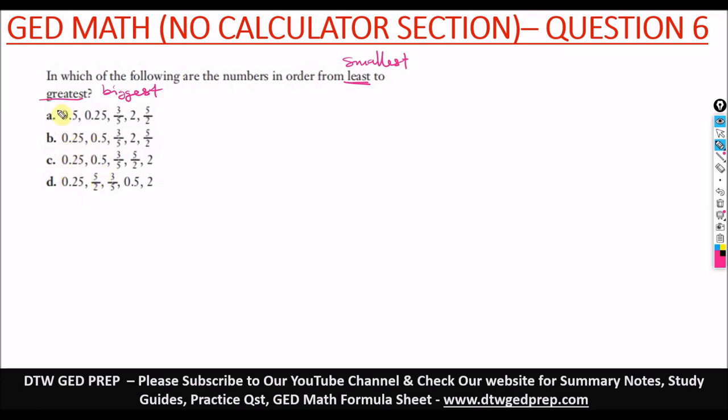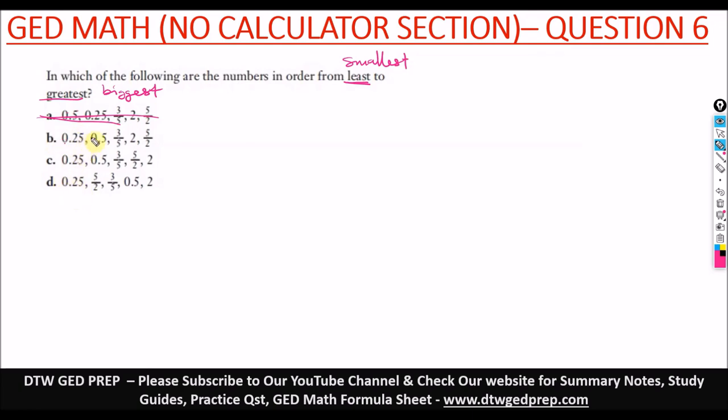You can see that from these three options, the first numbers, okay, 0.5, this is big. So we can cancel this out. This 0.5 is bigger than this, bigger than this. So it's from the least to what? The biggest. Okay, so we have 0.25, this is the least. So the first numbers are okay for options B, C, and D.